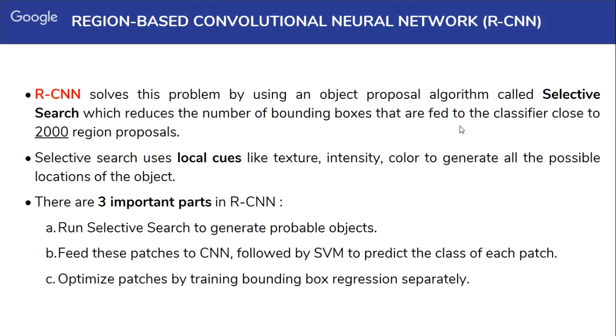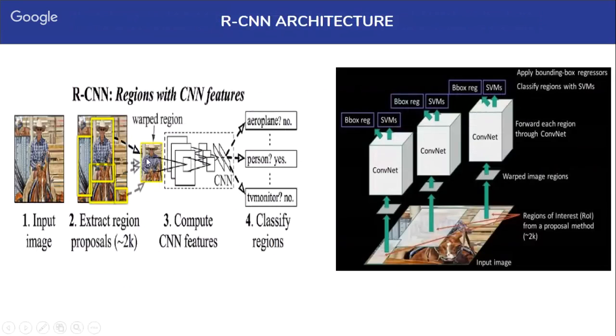So first we apply the selective search algorithm and get the regions that are possibly objects, and pass those patches or sub images to the CNN. Finally we'll get the probability scores for each class, and finally we'll get the bounding box for the target objects. So let me go back to the visual architecture explanation for the RCNN.